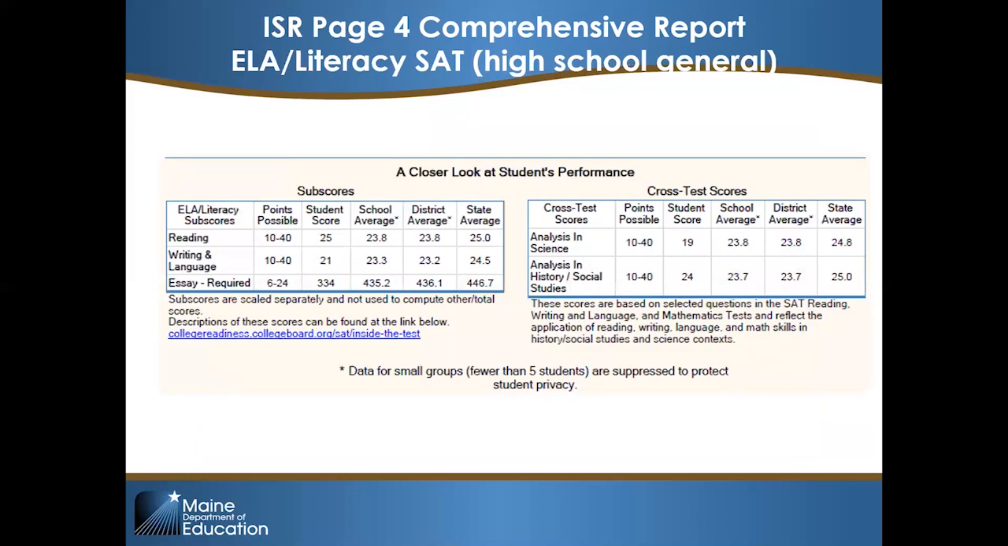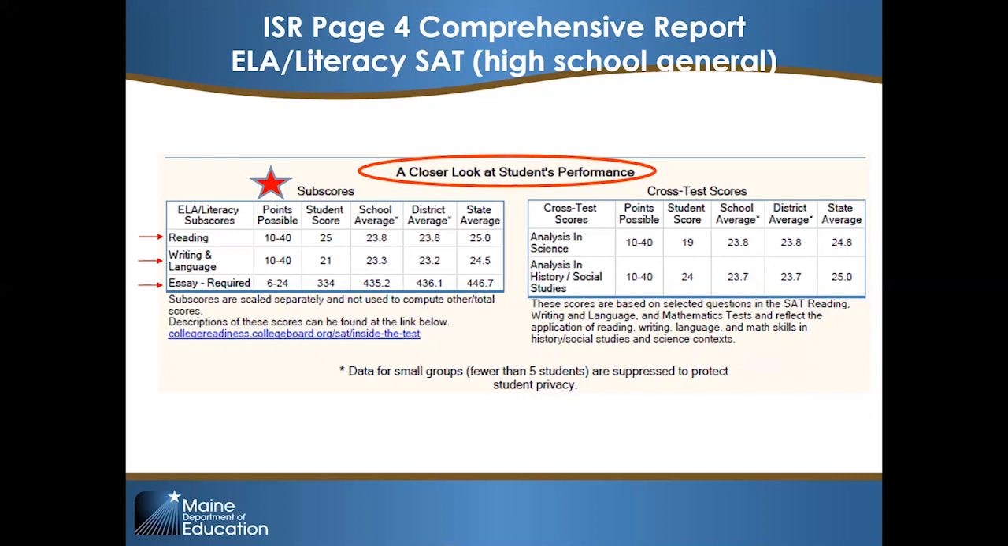The bottom section of the SAT ELA Literacy ISR shows a closer look at the student's performance. The 3 reported subscore categories for high school SAT ELA Literacy are reading, writing and language, and the essay. For more information on subscores, please speak to your child's school and teacher.